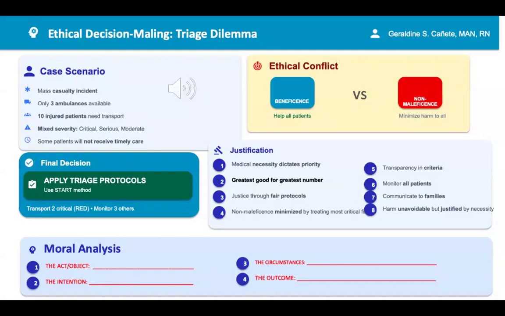So imagine you are a nurse in this situation and you have to tell a family that their loved one will not be transported to the hospital because they have been triaged as expectant, or black, meaning expecting death. How would you approach that conversation? What would you say? How would you deal with their emotions? Because that's another concern at this point.